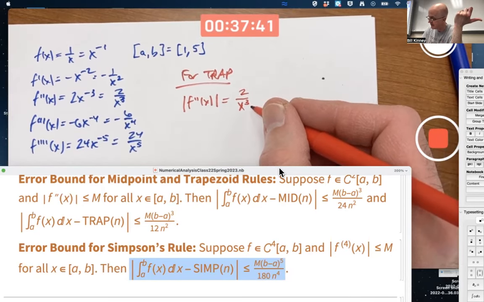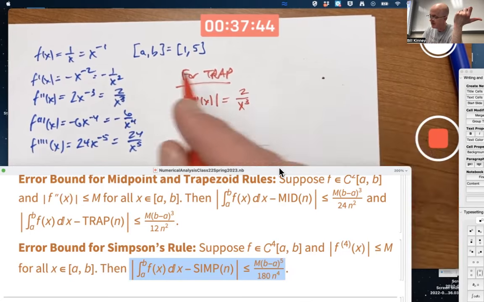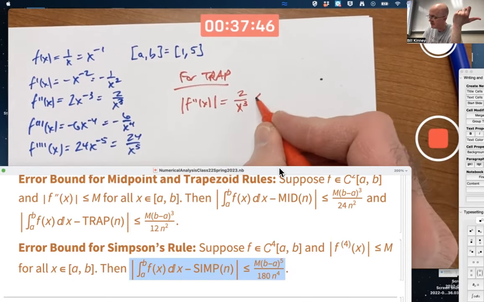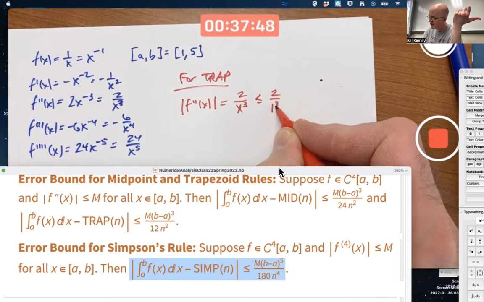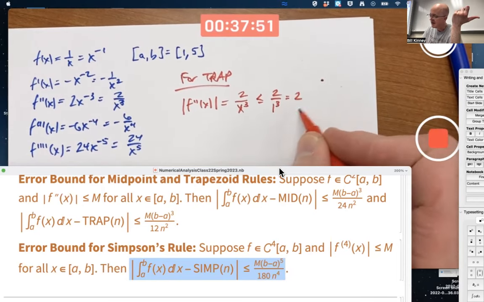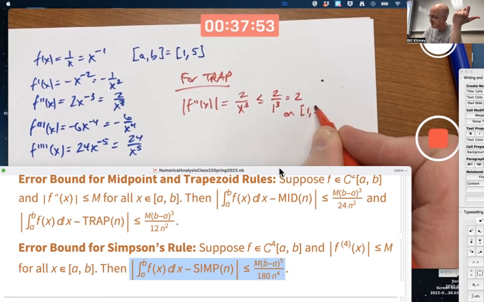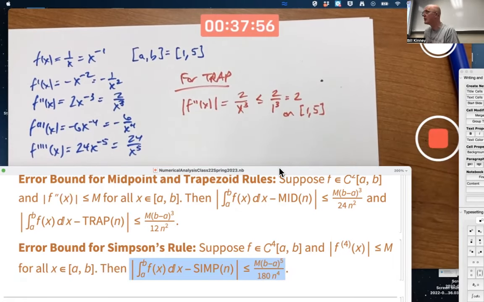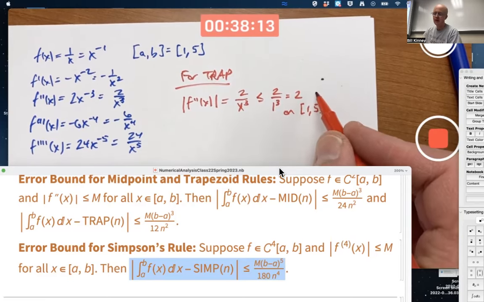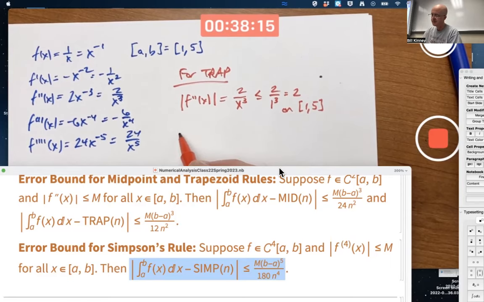This is a decreasing function of x. It's biggest at the left-hand point when x is 1. This is less than or equal to 2 over 1 cubed, or 2 on the interval in question from 1 to 5. If the interval in question were 2 to 5, it would be bounded by 2 over 2 cubed, which would be the same as 1 over 2 squared, 1/4. We can use an m equal to 1/4. It'd be a little bit more interesting, you might say. This would be the m we can use for the error bound of the trapezoid rule.